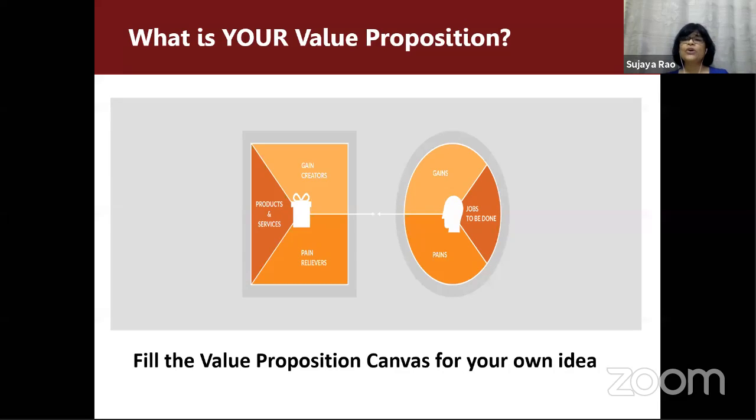But now, because home delivery has become so much more desired because of the current situation, more and more people are coming online.